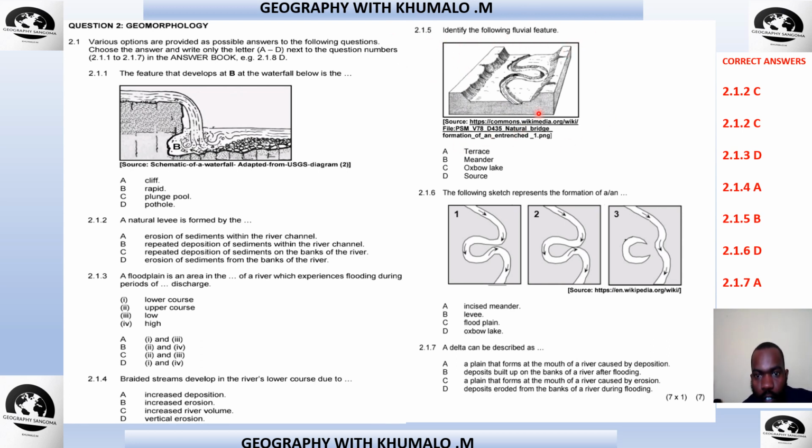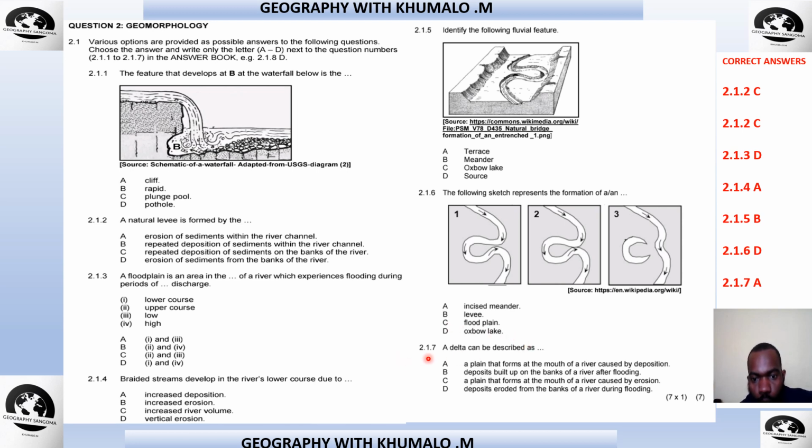Now 2.1.5, identify the fluvial feature. What is the fluvial feature shown on this diagram? What is this feature? The answer there to 2.1.5 is B. What is B? B says a meander. Very good. 2.1.6, the following sketch represents the formation of an oxbow lake. Now 2.1.6, the answer is D. It shows the formation of an oxbow lake.